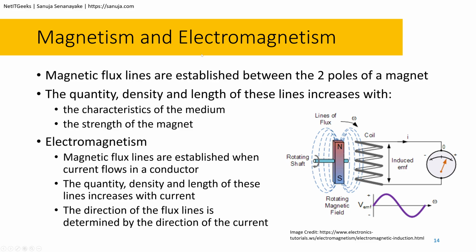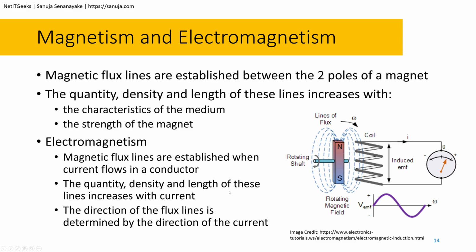Electromagnetism is an extension, I would say, of part of the overall magnetism. As it says, electro means it includes electrical or electronic means of magnetism, where magnetic flux lines are established when the current flows in a conductor. So instead of having a magnet, in this situation, we have a current flow that is creating a magnetic field. So the quantity, density, and the length of these lines in electromagnetism increases with the current flow.